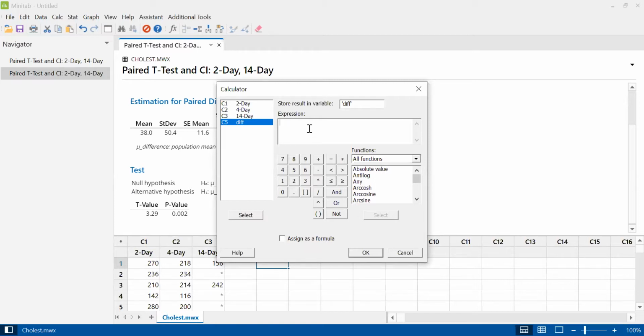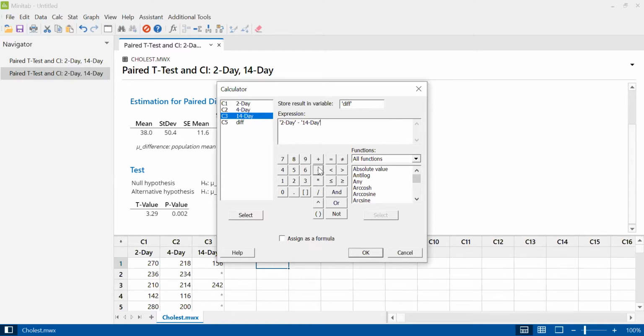Now it says my expression. What is my expression? What do I want to do? I want to take my column 1, bring that in, and subtract my column 3. Okay, you guys see that? So I just took column 1, and I typed in the minus here.